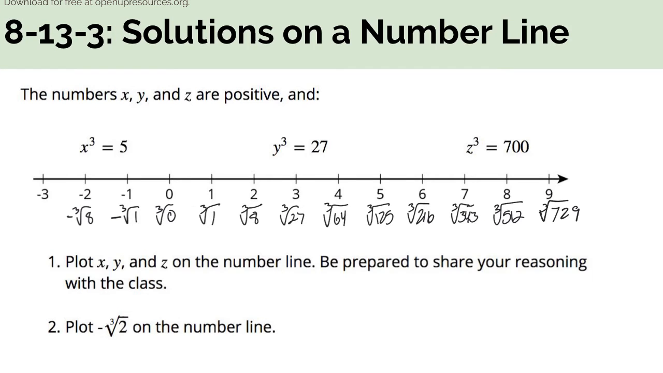In activity 3, we're going to be looking at the number line again. Make sure that you've included your perfect cubes on your number line. It makes this a lot easier. And we're going to decide where x, y, and z fall.